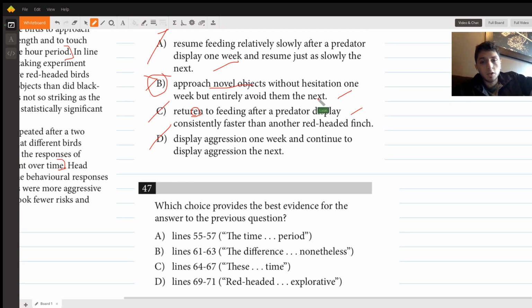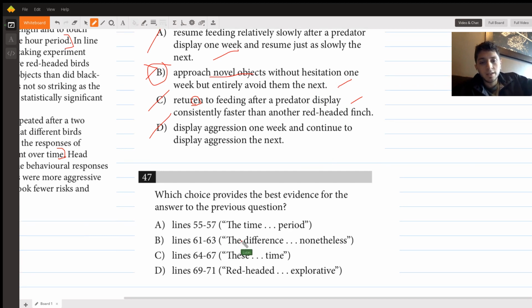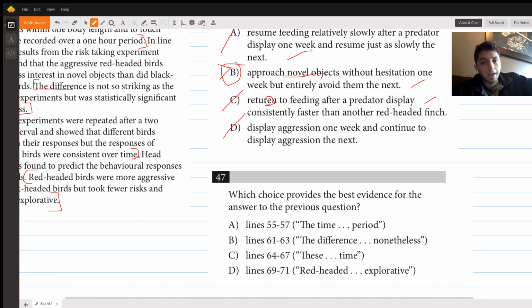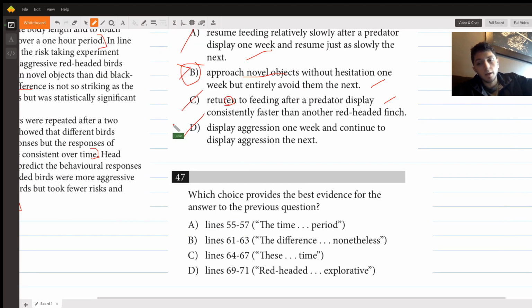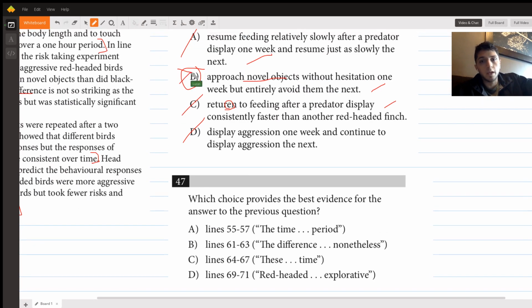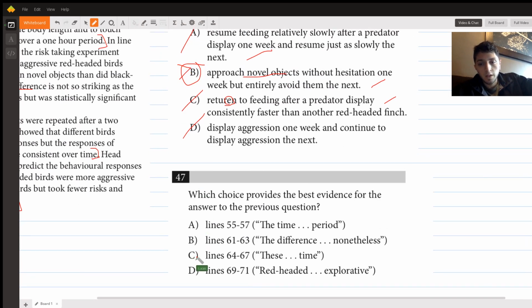And what's most obvious about B is the fact that the behavior is inconsistent. So we want to choose the text that will talk about how we should expect consistency in the behavior of an individual finch. And that is this text here, which is answer choice C. These experiments were repeated, et cetera. The responses of individual birds were consistent over time. So our answers are going to be B for question 46 and C for question 47.